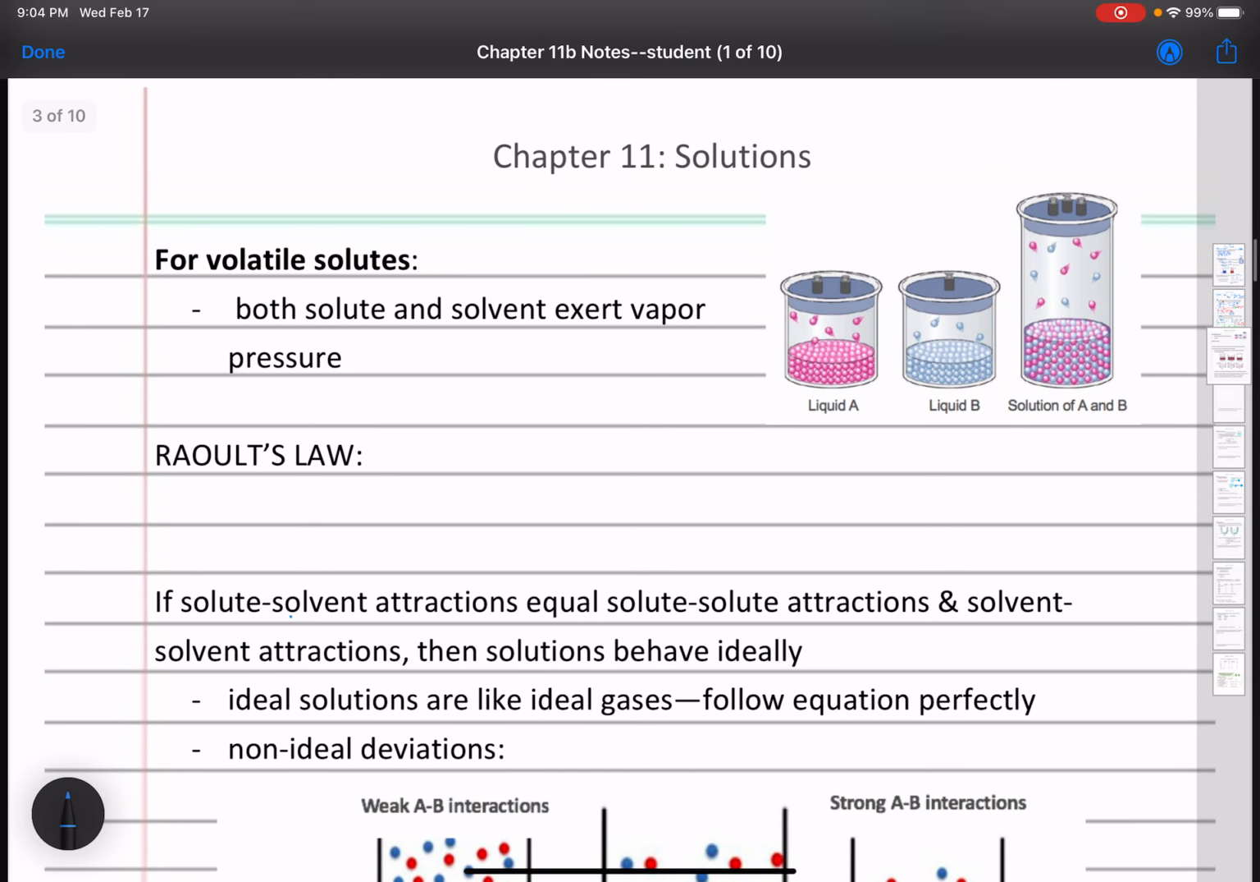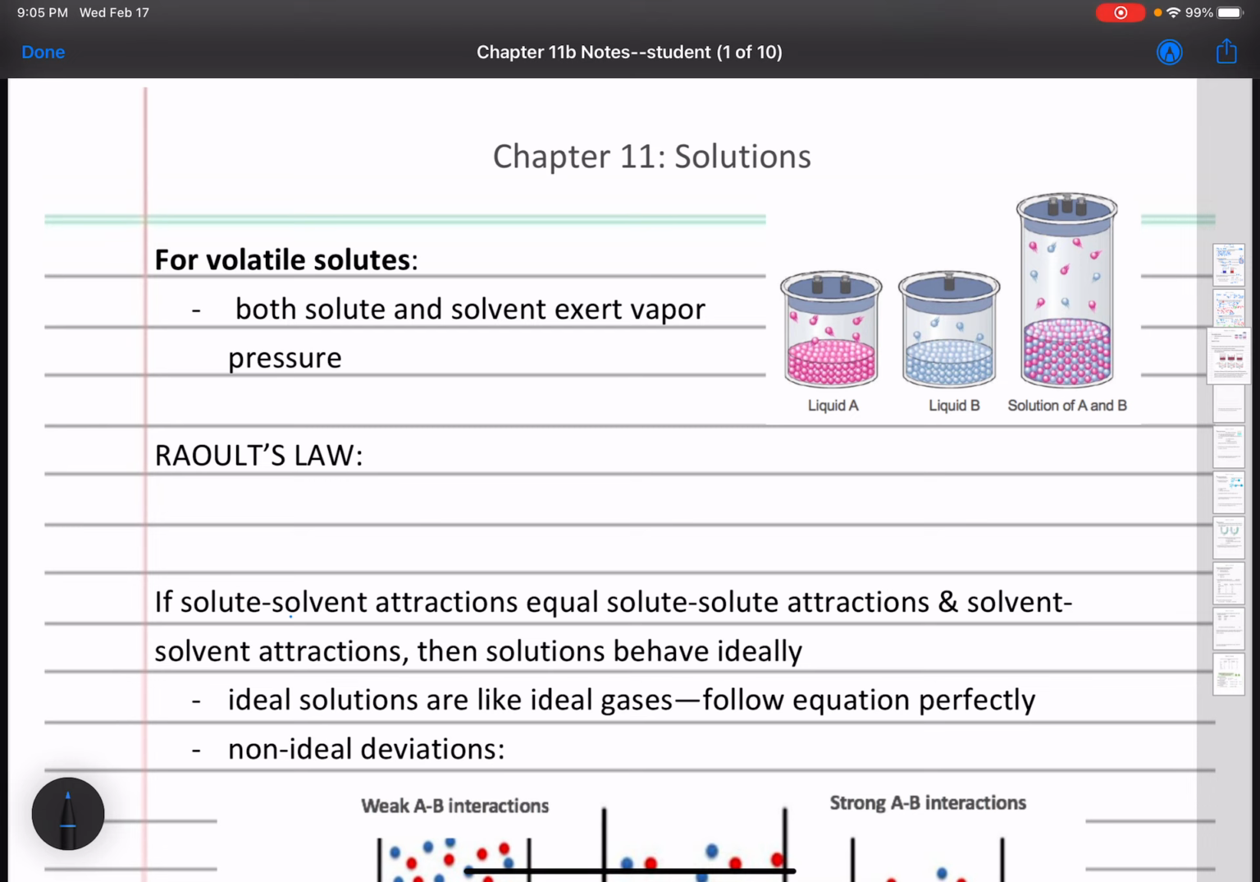So that's for non-volatile solutes, where the solute does not emit a vapor pressure, like sugar and salt. They don't emit vapor pressure. All right, but some solutes do emit a vapor pressure. The classic example would be ethanol.